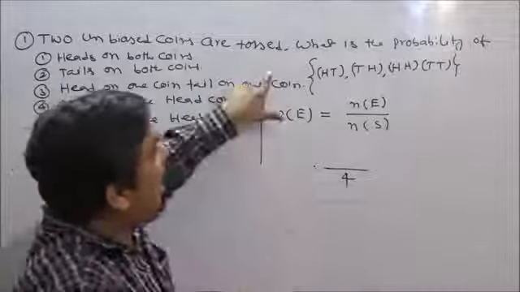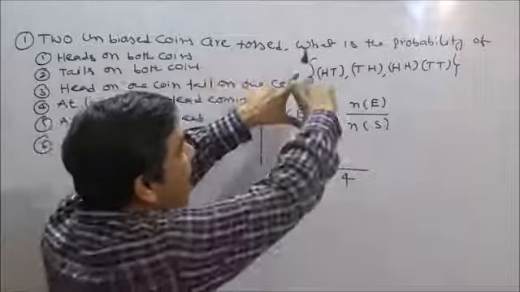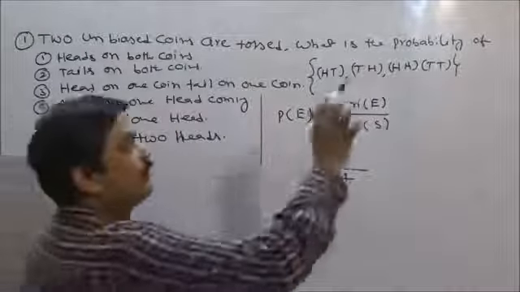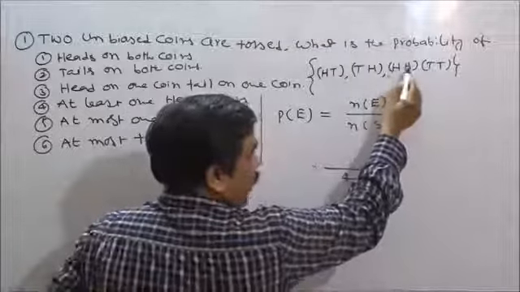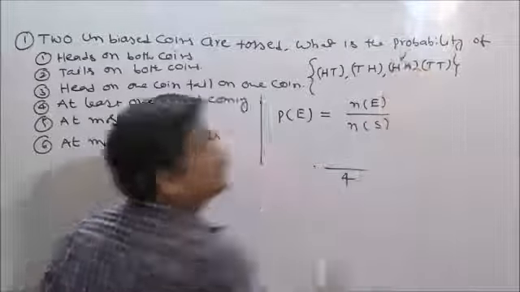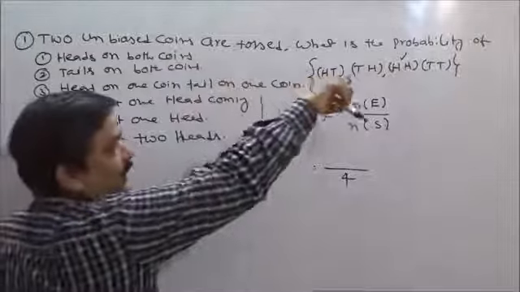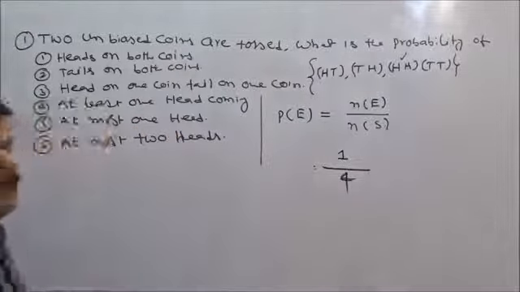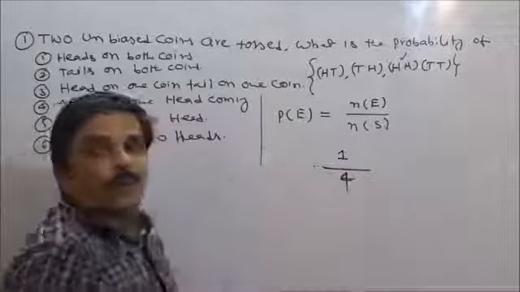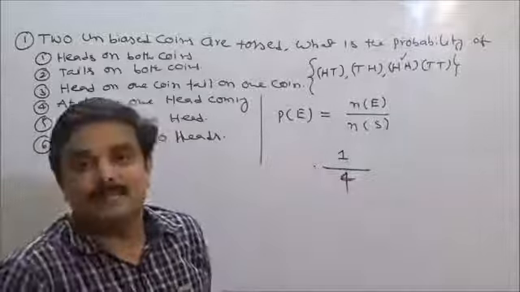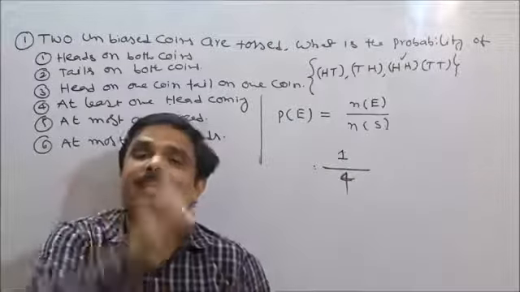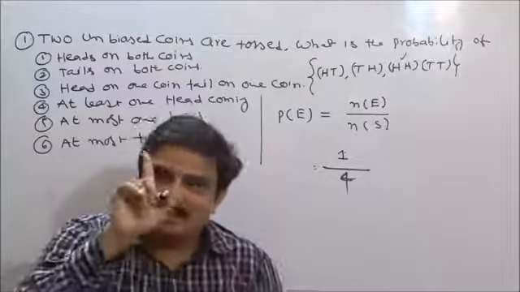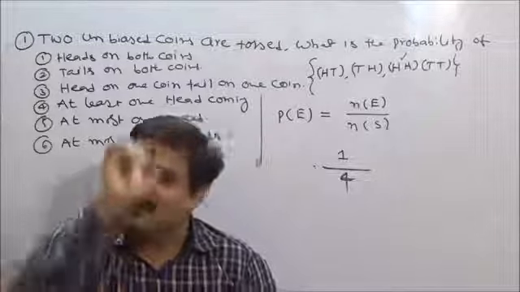Getting heads on both coins, how many desired events can be there from the possible outcomes? From the possible outcomes, getting heads on both the coins is only one case. The probability of getting that one is 1 out of 4. 1 upon 4, 1 by 4th probability is there, or 25% probability is there. Got the clarity now? Right. Now the beginners, you should listen to this one carefully or watch the video very, very carefully.